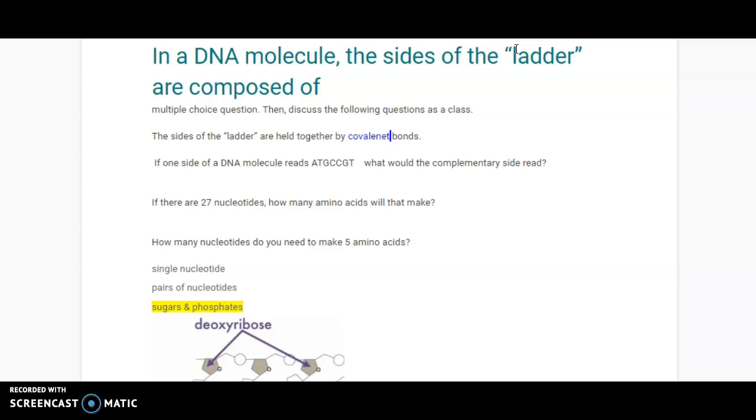Our next question says, one side of a DNA molecule reads ATGCCGT. So what would the complementary side read? So we're doing a complementary DNA. So we come right here. Still a DNA.